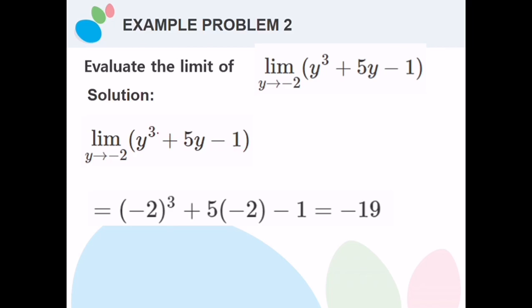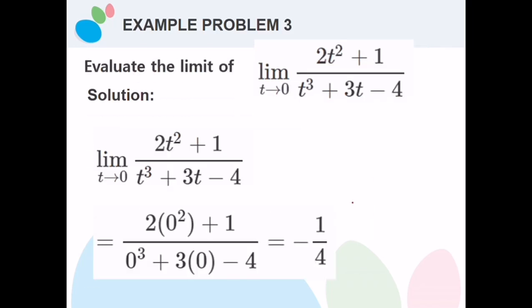So y raised to 3 will be substituted with negative 2 raised to 3, plus 5 times negative 2, minus 5, minus 1. So overall, our answer is negative 19.